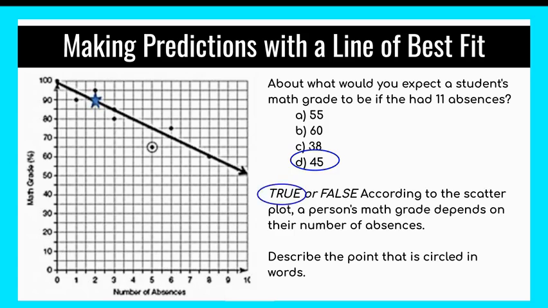And describe the point that is circled in words. Okay, so our ordered pair here, we have 5, 65. So if we have 5 absences, the student's math grade would be about a 65 based on the trend line and everything else shown in the graph.